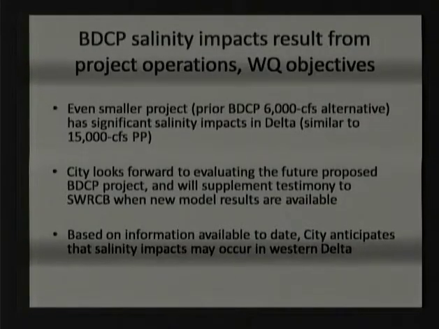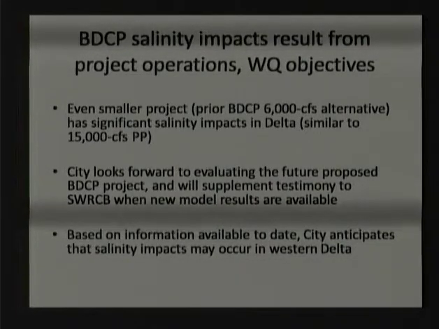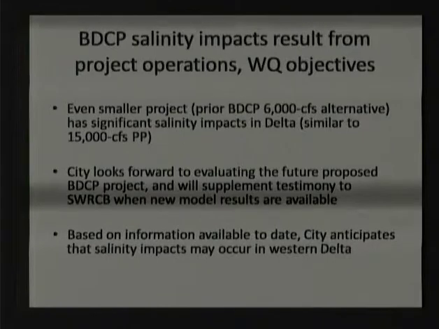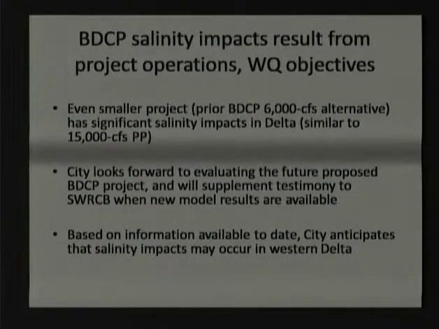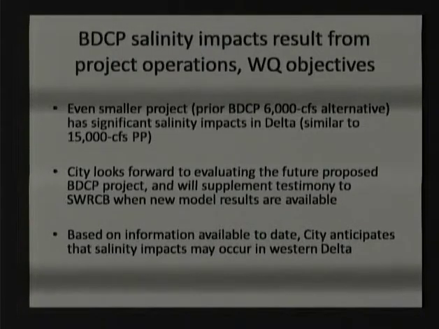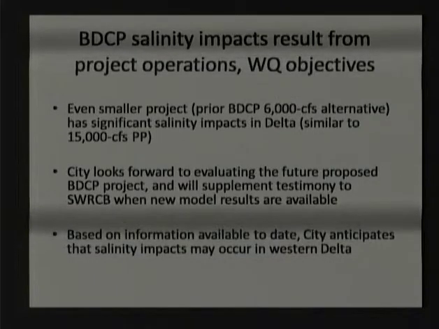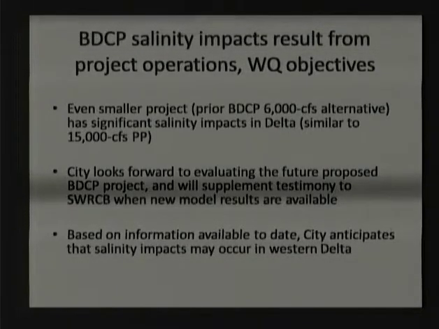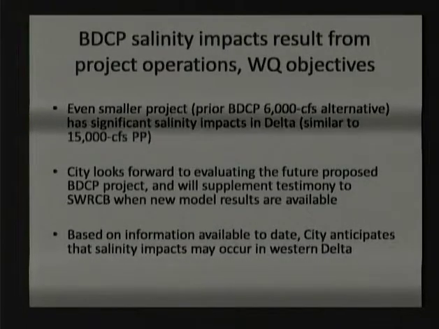So what we conclude from this, obviously we're not looking at the final actual BDCP proposal. When we have that, we'll provide additional results. But again, it is still informative. When we looked at, I think it was alternative 4, the prior BDCP 6,000 CFS size alternative, it actually showed salinity increases in the Western Delta that were similar to what we saw for that 15,000 CFS proposed project.